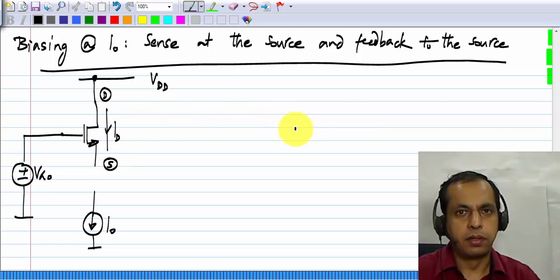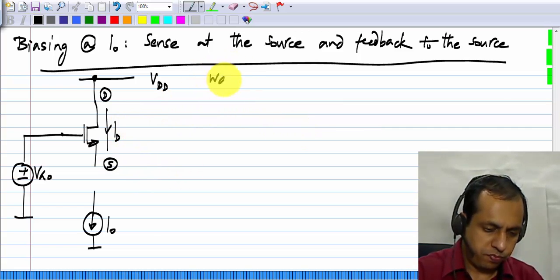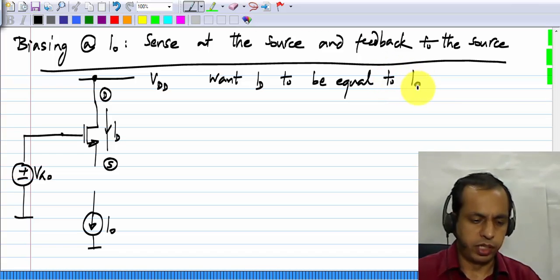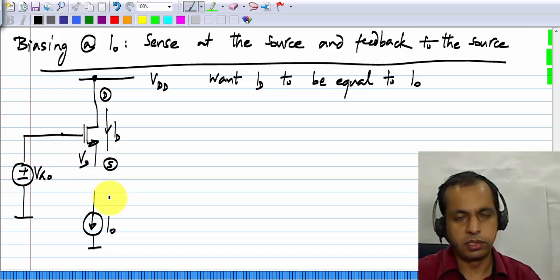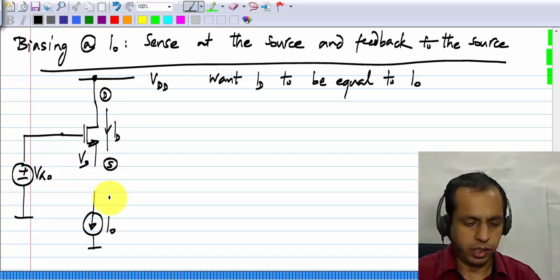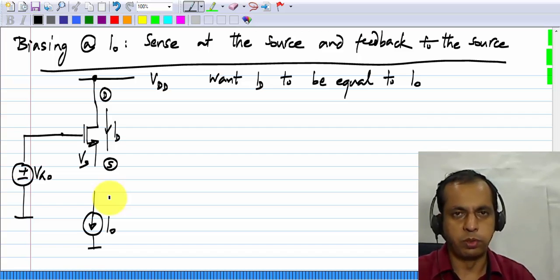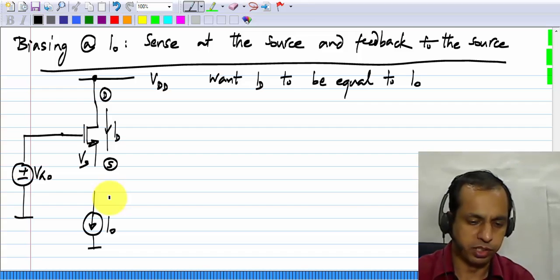first let's see what must happen. That is, we want ID to be equal to I0. Okay, and let me call this voltage as the source voltage Vs. Okay, please don't get confused between this and the signal source voltage. In this case we don't have a signal source, so there should be no confusion, but when you have both, don't get confused by that.